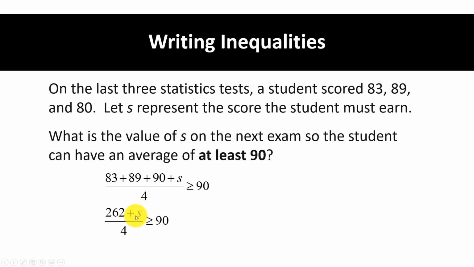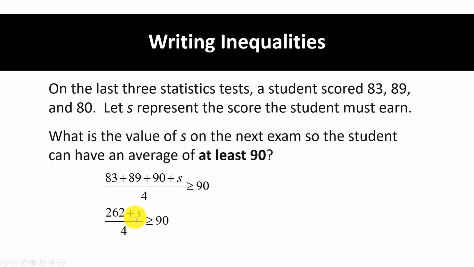Again, solving, we want to get the S all by itself. We need to get rid of this number, the 262, and we need to get rid of the 4. Which one do we get rid of first? Since the 4 is dividing this whole group, this is sort of like grouping symbols, and if we follow the order of operation in reverse, the grouping symbols would be the last thing that we do. So that means we need to get rid of this 4.